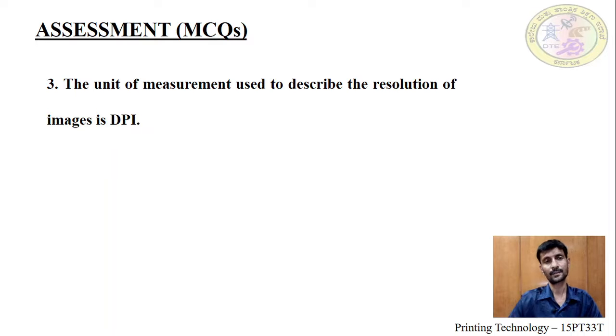Next. The unit of measurement used to describe the resolution of an image is called DPI, dots per inch. This statement is true because it describes the resolution of each pixel of an image while scanning.